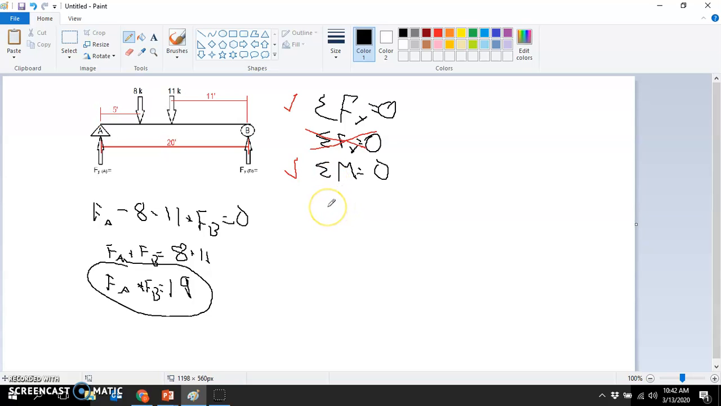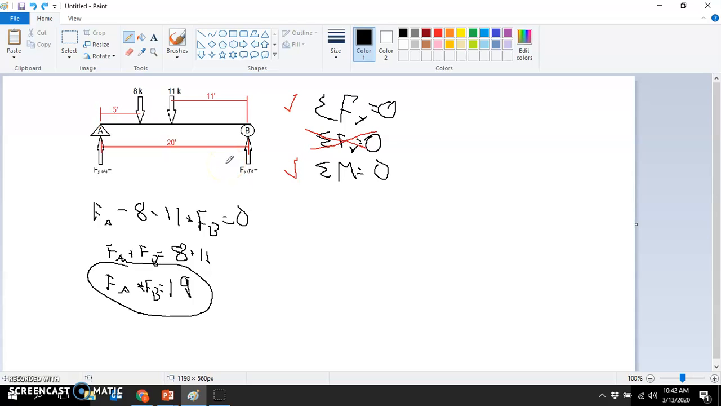Now we're going to look at the sum of all moments about a single point. And you can choose any point you want to analyze. You can choose point A. You can choose point B, you can choose right here, you can choose right here. I can even choose right here. If you happen to know what that was, you can make up an arbitrary point. We can call that 8 feet away. Now, you wouldn't want to choose that one because it would make more work for you.